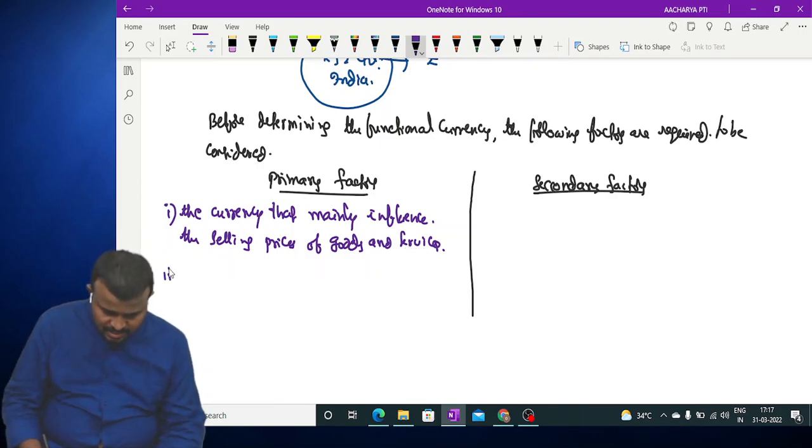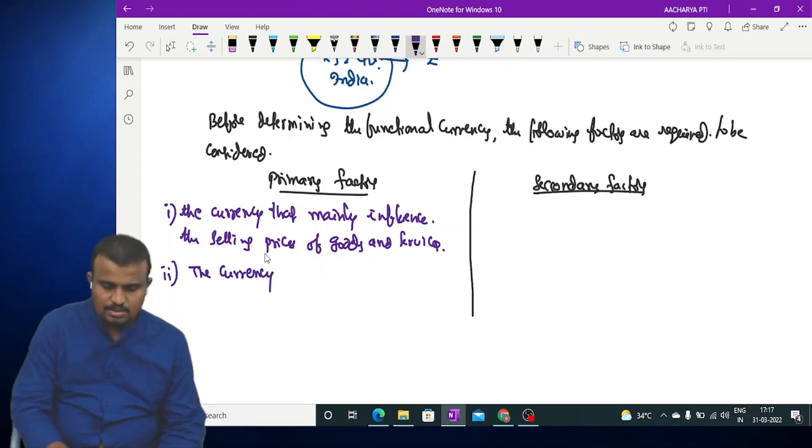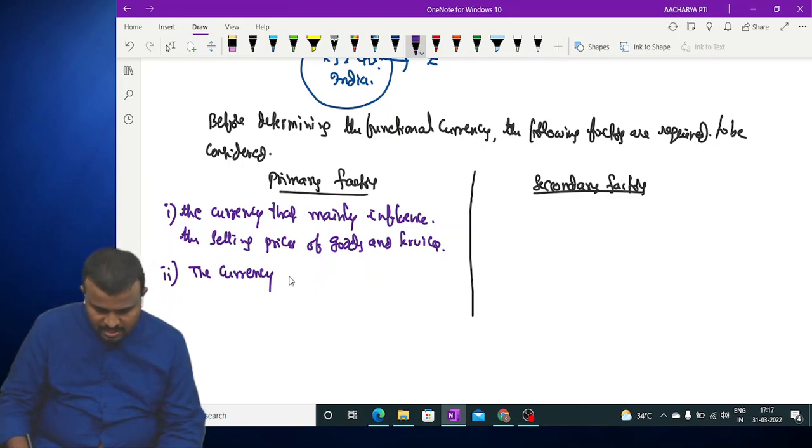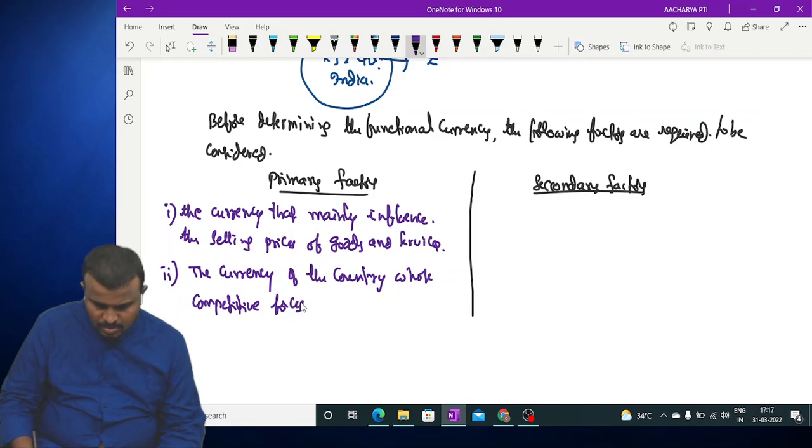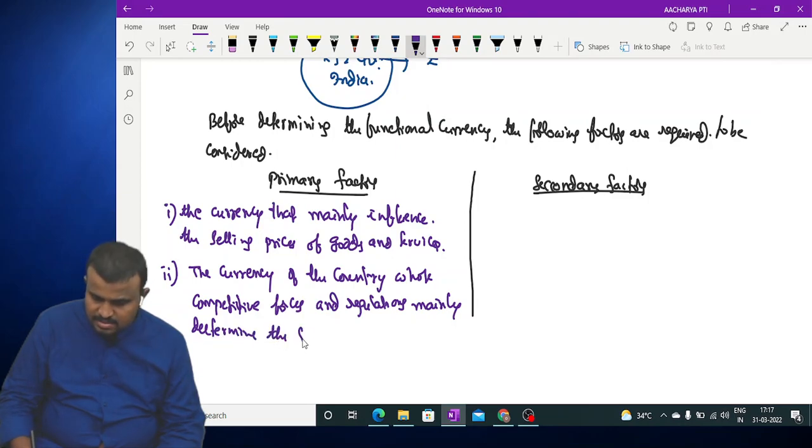And the second one is the currency of the country whose competitive forces and regulations mainly determine the selling price of the goods and the services.